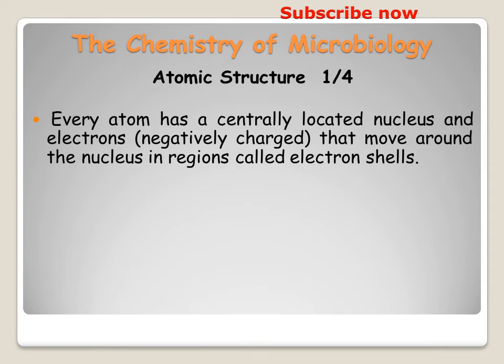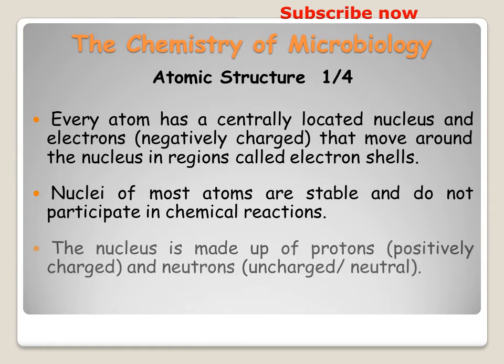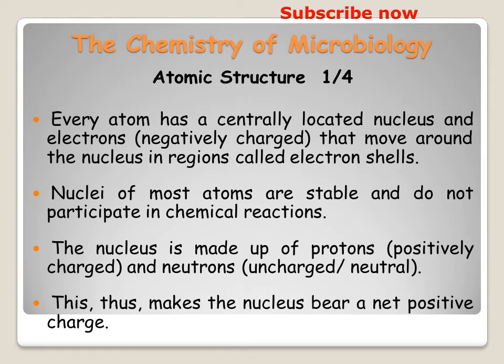Atomic structure. Every atom has a centrally located nucleus and electrons that are negatively charged that move around the nucleus in regions called electron shells. Nuclei of most atoms are stable and do not participate in chemical reactions. The nucleus is made up of protons, positively charged, and neutrons that are uncharged. This thus makes the nucleus bear a net positive charge.